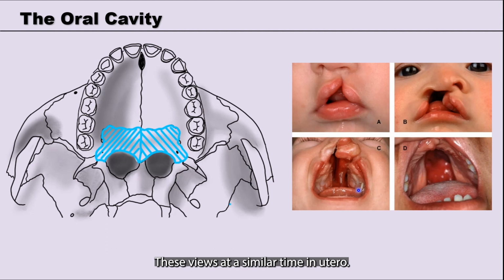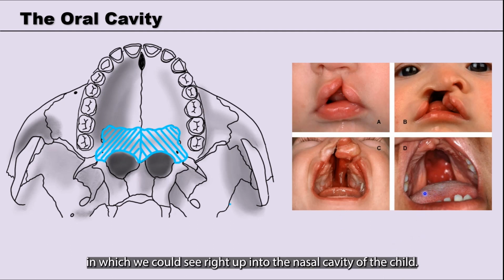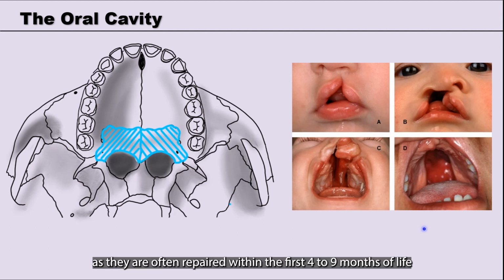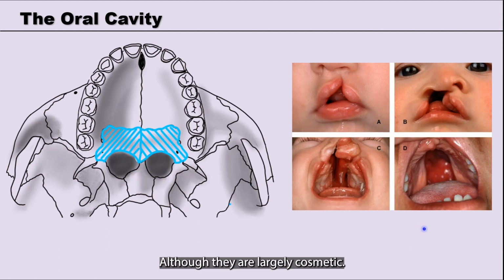These fuse at a similar time in utero, so it's likely that if the hard palate has a hole in it, so does the soft. In the final picture of the last child, a complete hard and soft palate can be seen, in which we could see right up into the nasal cavity of the child. I can attest to the fantastic skill of the multidisciplinary team for repairing these clefts, as they are often repaired within the first 4 to 9 months of life outside the womb, with follow-up procedures as necessary, although they are largely cosmetic.